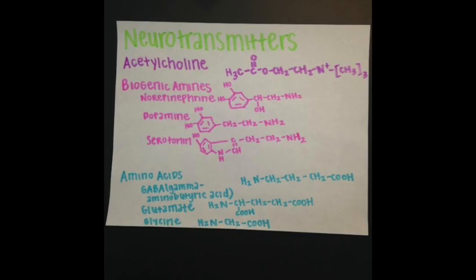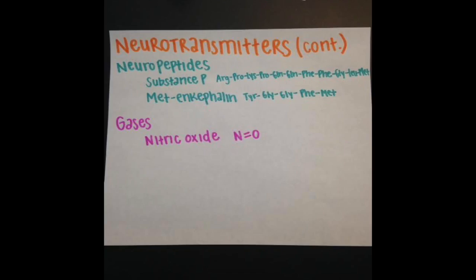Acetylcholine is one of the most common neurotransmitters. It's excitatory to vertebrate skeletal muscles but inhibitory at other sites. Norepinephrine acts as a hormone, while dopamine and serotonin influence sleep, mood, attention, and learning. While GABA and glycine are inhibitory, glutamate is excitatory. Substance P, which is a neuropeptide, is involved with perception of pain. Nitric oxide is a dissolved gas and works like a hormone.